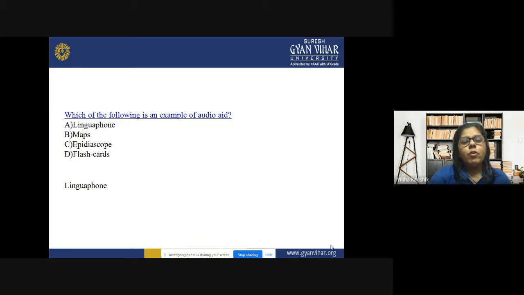Now, which of the following is an example of an audio aid? Now, there are some examples, and you have to select which is an example of an audio aid. An audio aid is one in which we hear something. Now the options are A. Linguaphone, B. Maps, C. Epidiscope, or D. Flashcard. We know that a flashcard is a card given by the teacher, so this cannot be an audio aid.